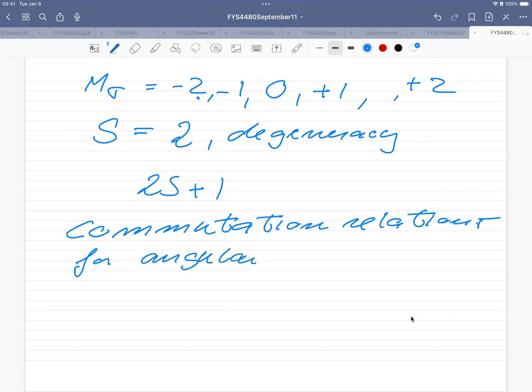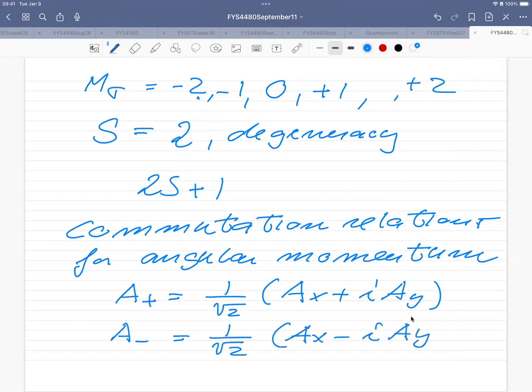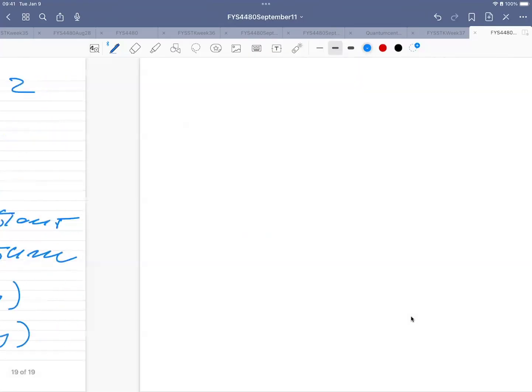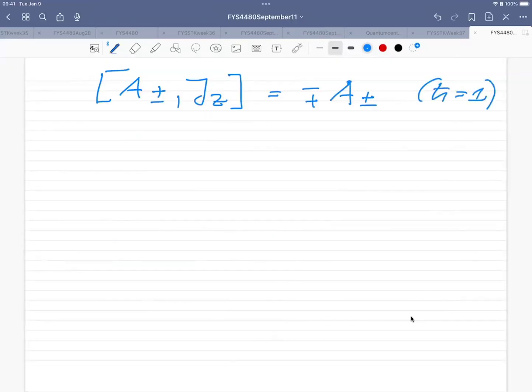Let me just quickly remind you of that. So you have some operators which you may have encountered, this definition here, where you have a plus, which is defined as Jx plus the imaginary i times the y component. You have a minus, which is given by 1 over square root of 2, and so on. One of the physics and mathematics courses. Then we know that there is a set of commutation relations for angular momentum J. I have a commutation relation which says that if I take this operator projected on the z-axis, this is equal to plus minus of J plus minus, just suppressing that one.